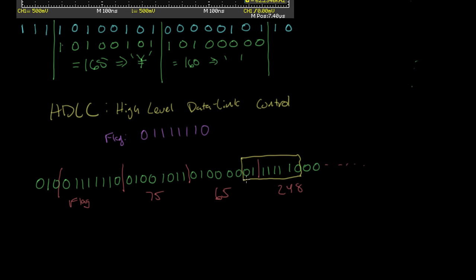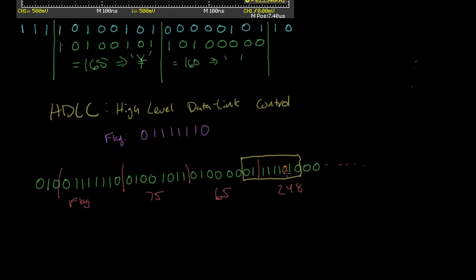Whenever there are 5 consecutive 1 bits anywhere in the data that we're sending, then we should just stuff an extra 0 in after those 5 ones to prevent this problem. So whenever the receiver sees 5 consecutive 1 bits like this, it should expect that the next bit is going to be a 0, and it can just ignore it.